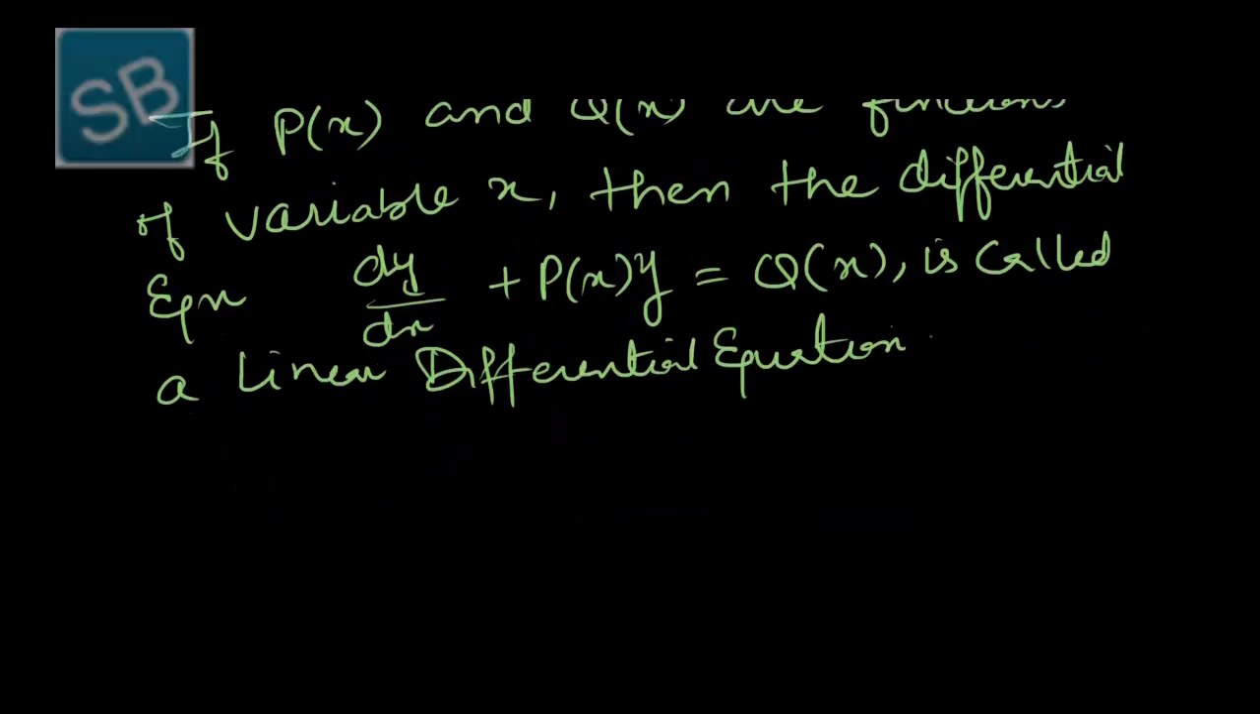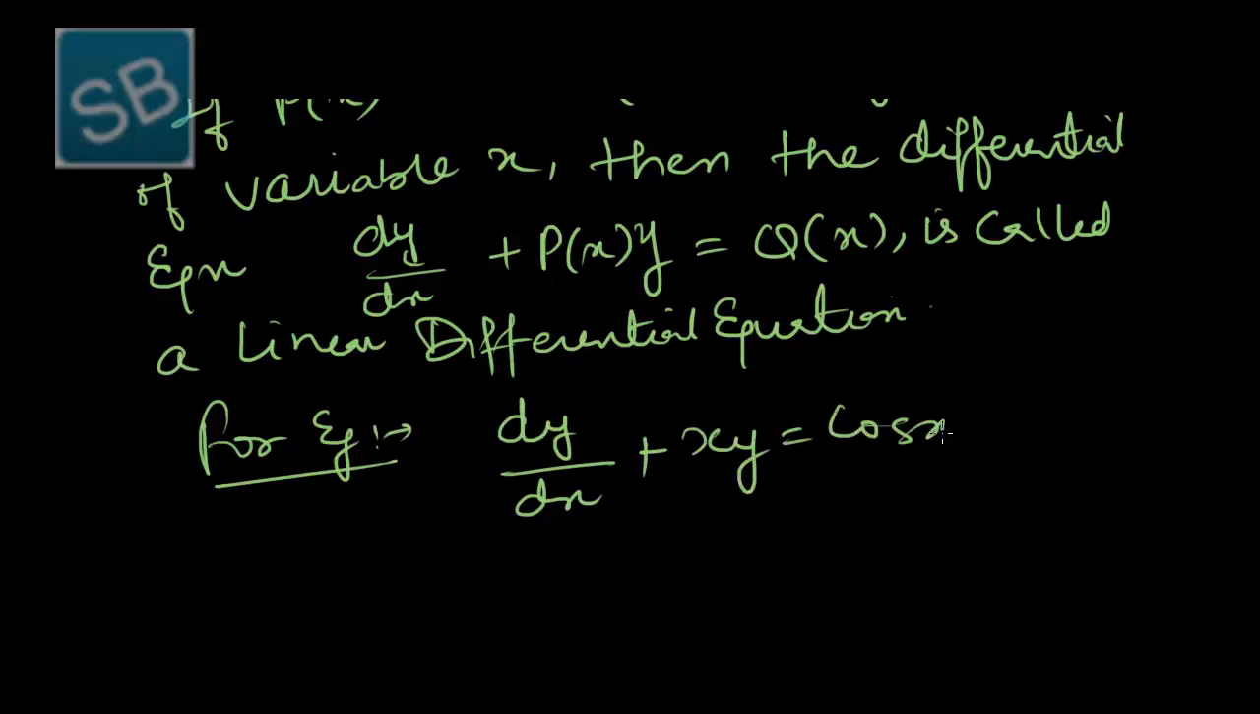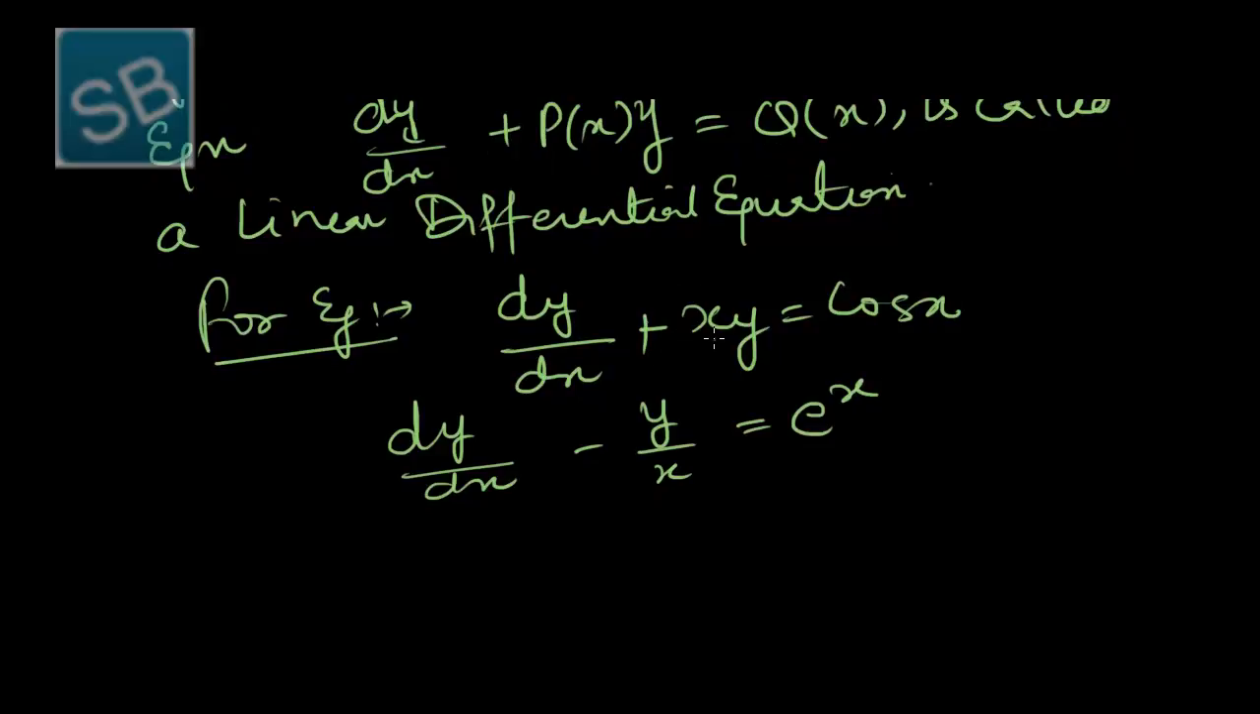For example, dy by dx plus xy is equal to cos x, or we can say another equation, dy over dx minus y over x is equal to e raised to power x. So here we can see that this is of the form dy by dx plus P of x y is equal to Q of x. Here minus 1 by x is P of x, and e to the x is Q of x. So this is the form of a linear differential equation.